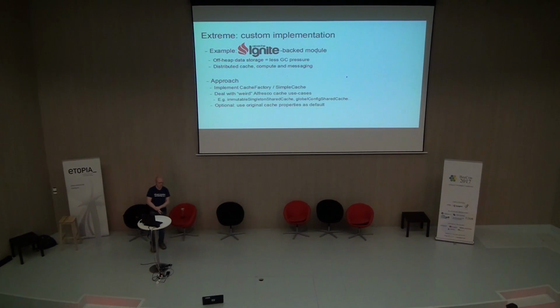And the basic approach is simply to implement the simple cache API, the simple cache interface, and hook that into Alfresco by overriding the cache factory. And then as an optional task, I use the default cache properties to default my configuration and only provide the overrides that are necessary to deal with some weird use cases in Alfresco. For example, the immutable singleton caches where actually service instances are stored, not data objects, which can be problematic if it suddenly is serialized and sent somewhere else.